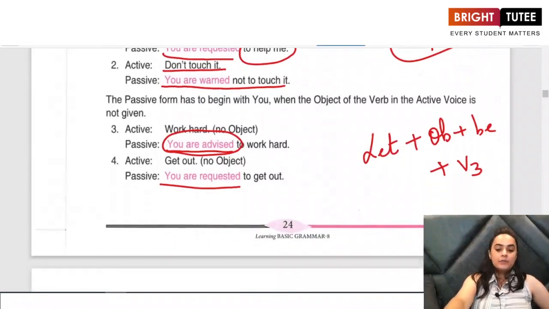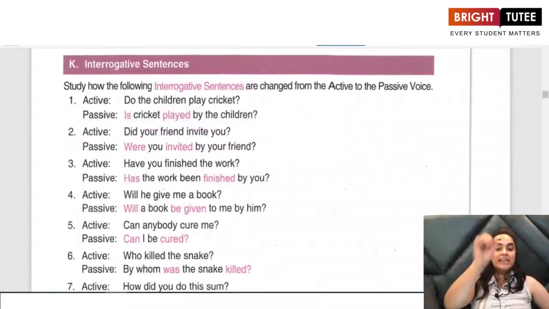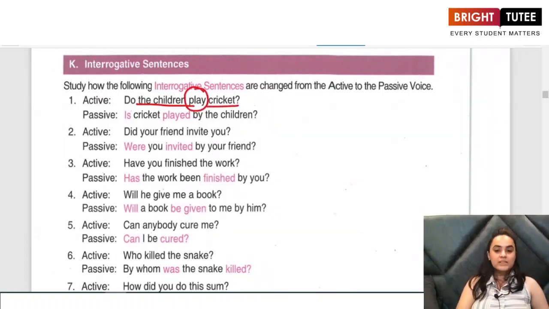Okay. Now the next case is how to change the interrogative sentences from active to passive. We've already learnt about them in our previous video, but here we have multiple examples that are going to make us better at this particular subtopic. Do the children play cricket? What is my subject? The children. Verb is play and cricket is the object. So, what is cricket? Singular, therefore, is cricket played by the children?